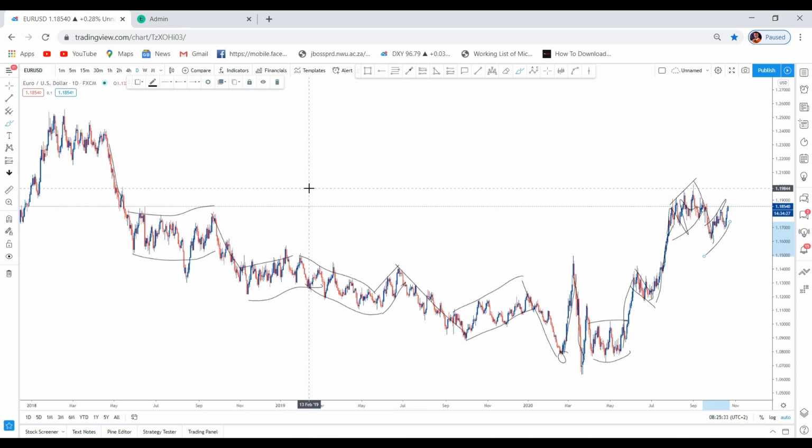So now I've seen that it actually respects patterns such as flags, and also ascending channels and descending channels, because as you can see right here, this was a large version of a flag, if you look quite closer to it. And then this was also a mini version of a flag. This was a descending channel. This was a rising wedge, and then it dropped.